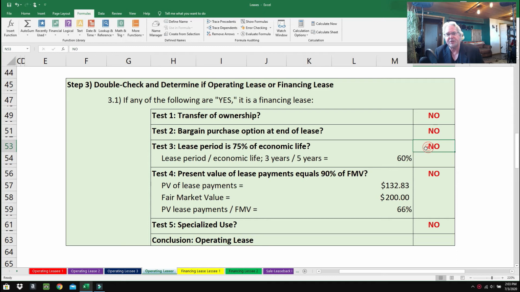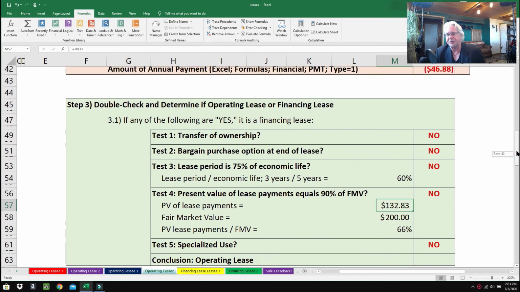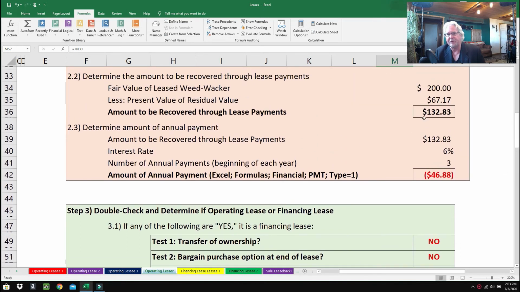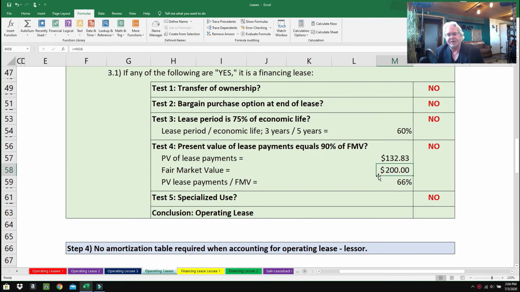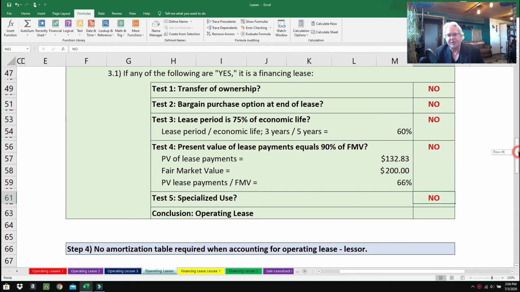The answer is no. Going down to test number 4, the present value of the lease payments equals 90% of fair market value. Well, present value of the lease payments is 132. Where'd the 132.83 come from? It came from right up here. We figured it out. There it is. It's the amount to be recovered through the payments. And the fair market value at the time of the lease inception is $200. So you take 132 divided by 200, you get 66%. 66% is not 90% or greater. So the answer is no. And is this weed whacker of specialized use? And the answer is no to that also.